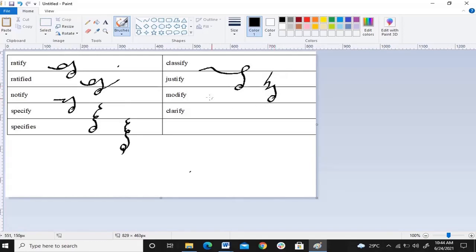Okay? Next, we have modify. Modify. So, we have M, O, D, and then yung ating phi. Next, clarify. We have K, L, A, R, and then we have our phi. Okay? So, that's it for our minor vowels omitted words.